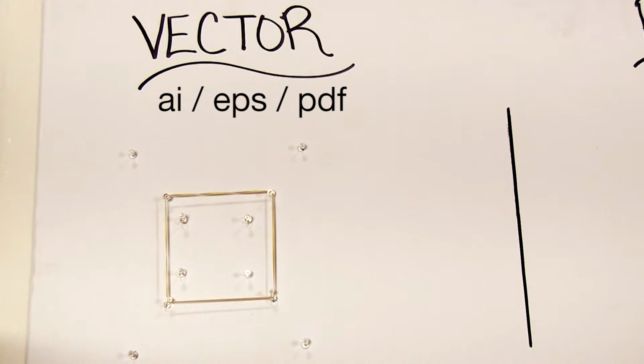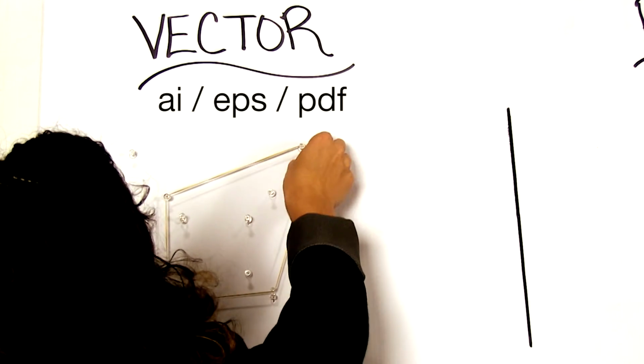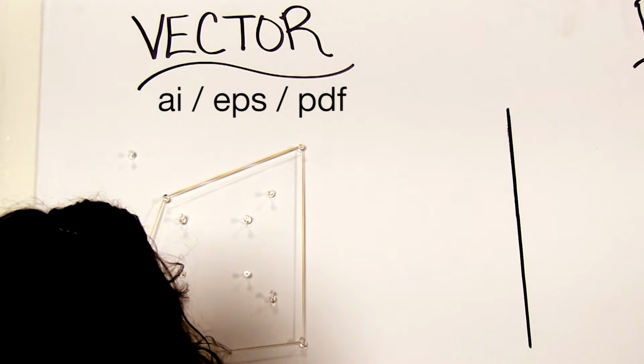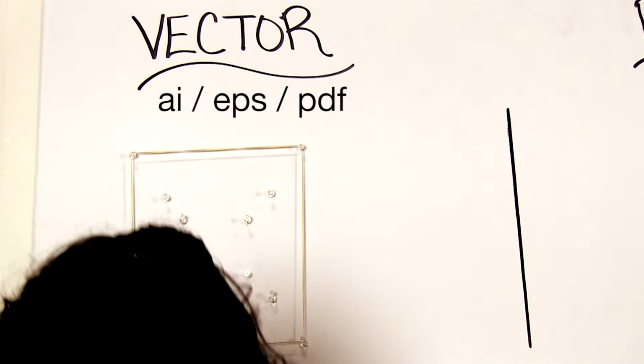What makes vector images great is that you can resize them to any size. So I'm just going to make this square even bigger. And that is a vector image. It can be sized to any size and still retain its shape, so it's still a square.